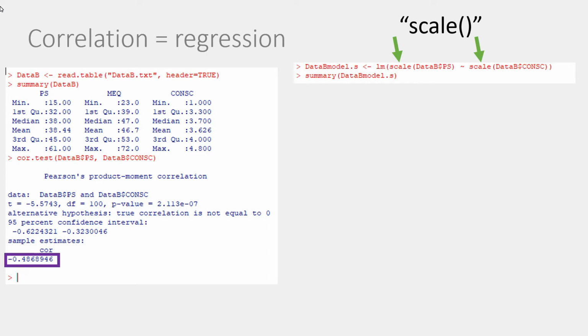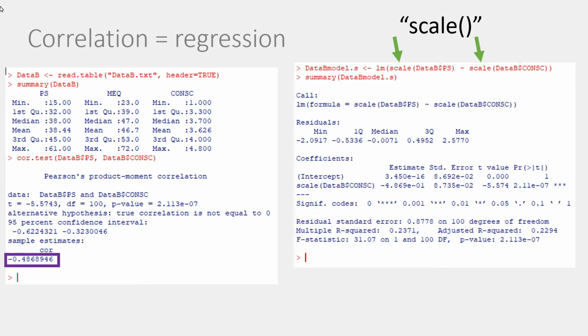In practical terms, this eliminates the y-intercept, which may or may not be intuitive to you. What does the analysis give us? It gives us a slope identical to the correlation coefficient.